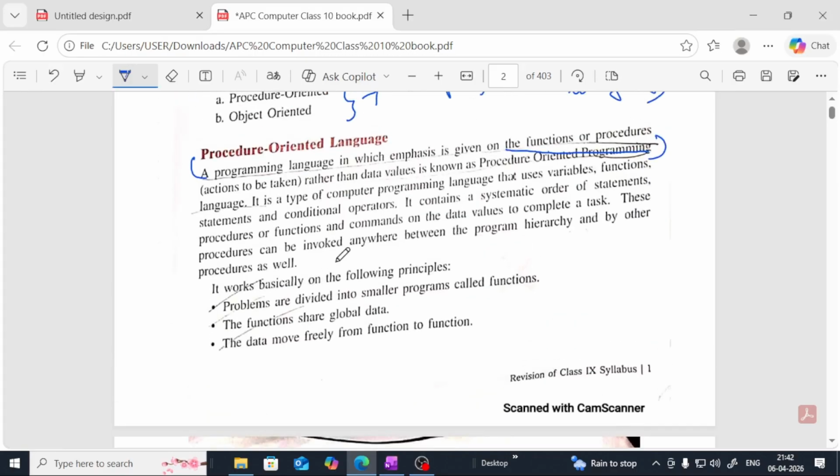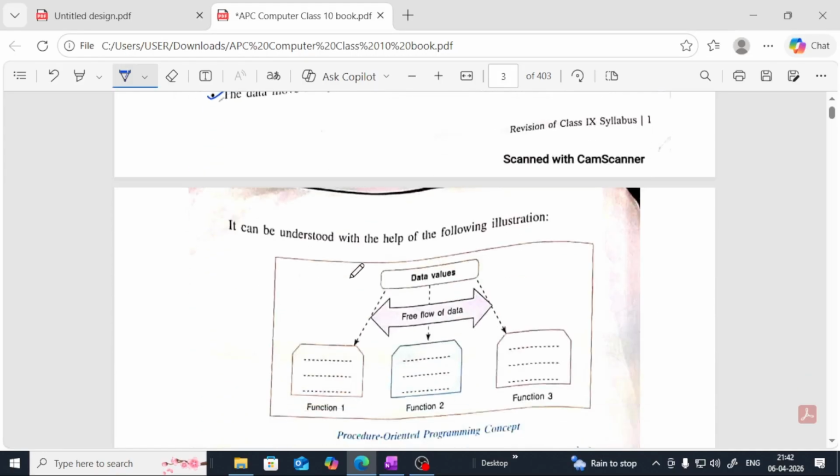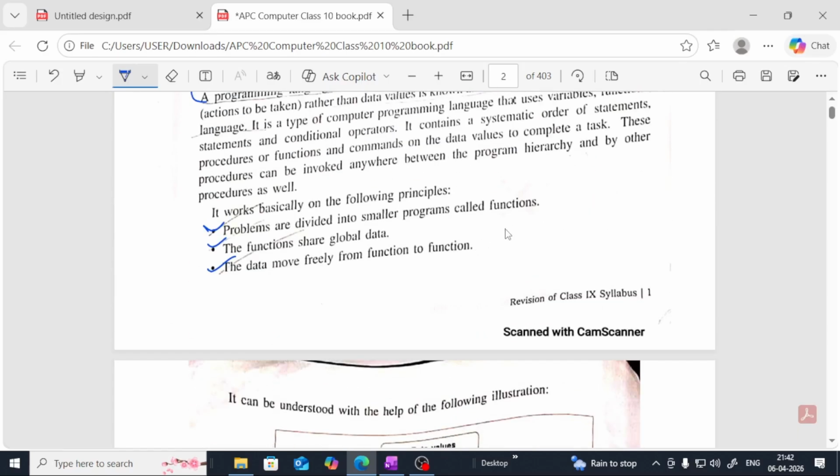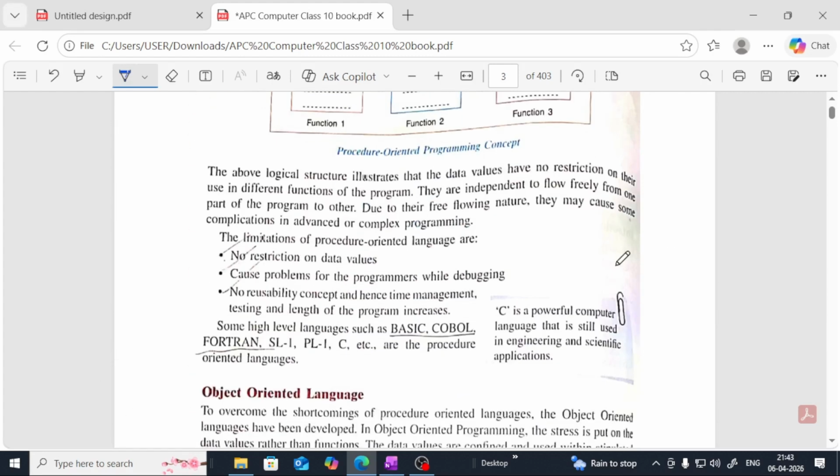Well, just remember the following principles. Problems are divided into smaller programs called functions. The functions share global data. The data move freely from function to function. Okay, then the limitations of procedure oriented programming, memorize this. Now, I will not read and make the class boring. You just memorize. And the limitations also, memorize. Okay, you have got what I want to say.